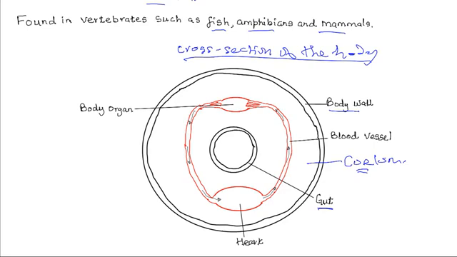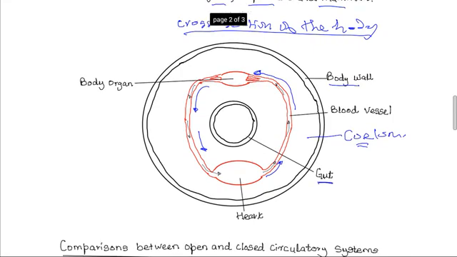But the organs are served directly by blood vessels. So from the heart, the blood is pumped and is conveyed to the different organs through blood vessels. Then from the various organs, the blood is again conveyed by vessels back to the heart. So that is a closed circulatory system.